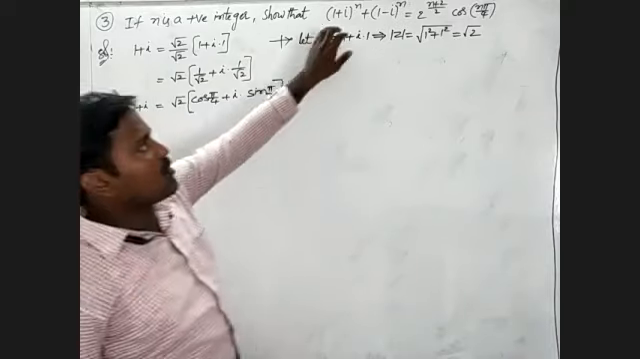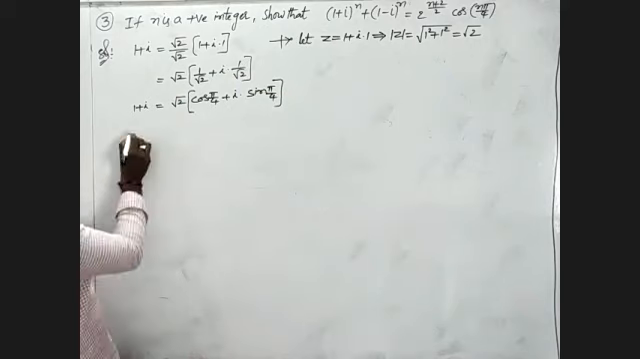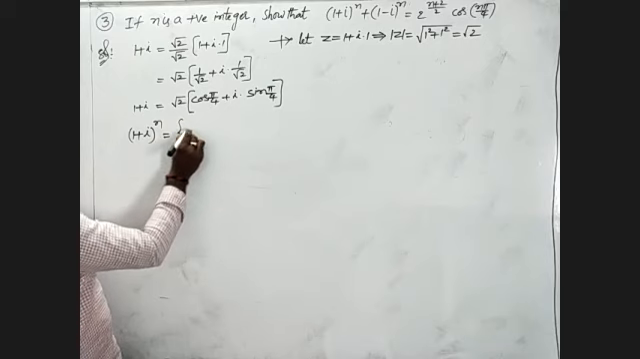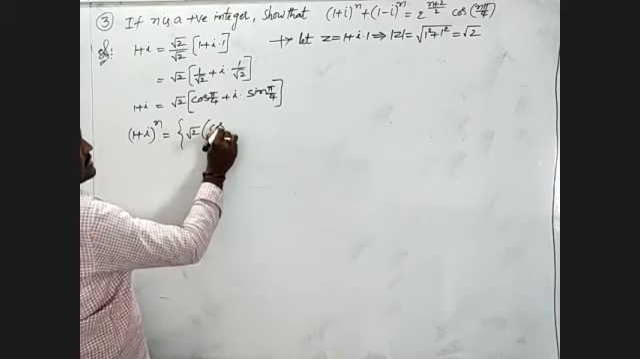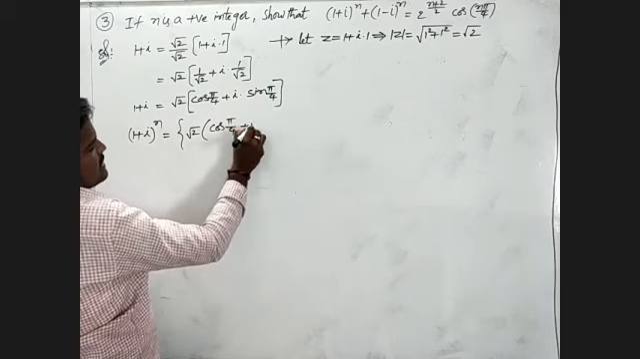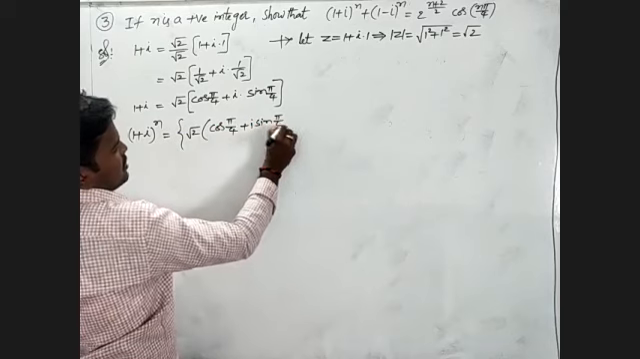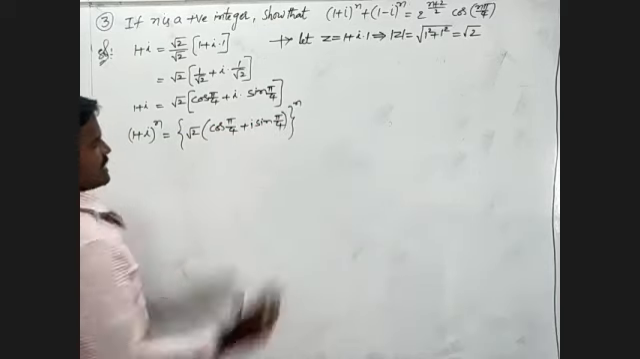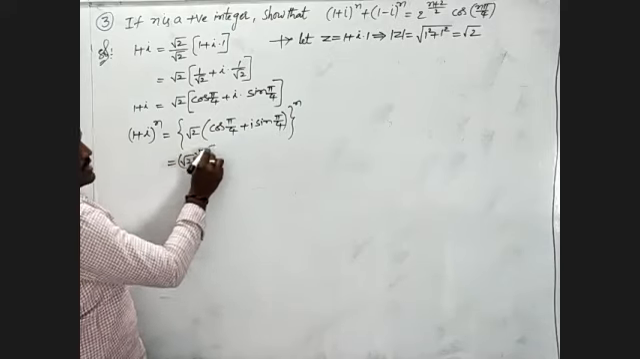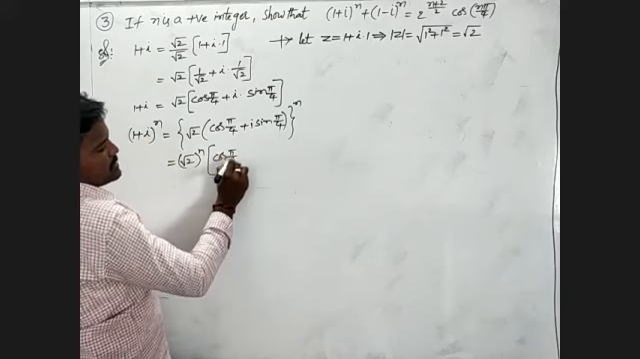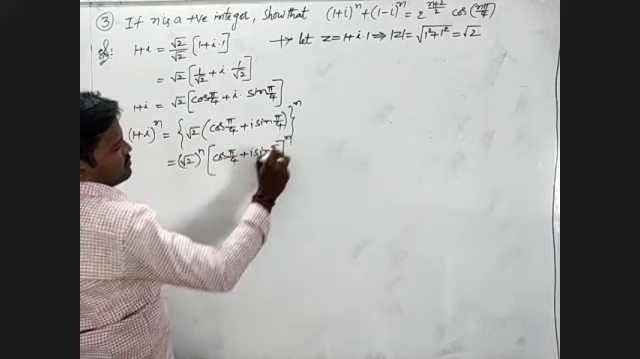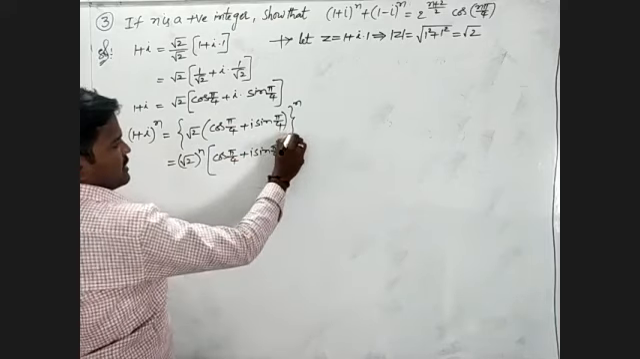But in this problem, we have to find out (1 plus i) whole power n. So (1 plus i) whole power n is equal to root 2 into cos pi by 4 plus i sin pi by 4, whole power n. We have to expand this, so I will write root 2 whole power n into cos pi by 4 plus i sin pi by 4 whole power n.